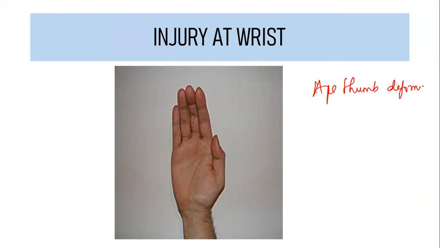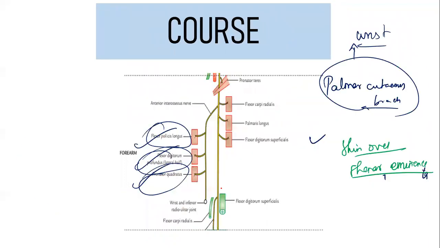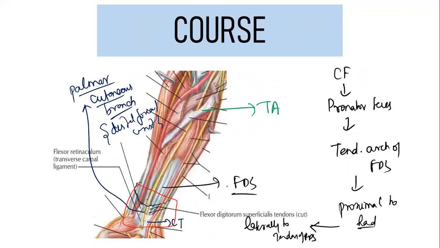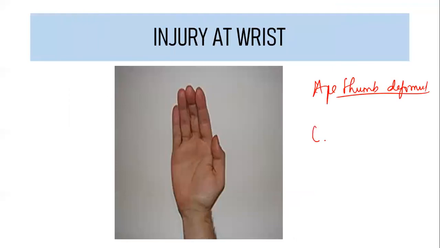Yes, because the median nerve at the wrist level is cut, right? So only after it enters into the carpal tunnel, it gives us a recurrent branch. It is not going to happen. So that is ape-thumb deformity. Yes, done. Then as well, there is loss of sensation over the entire hand as well as thenar eminence.